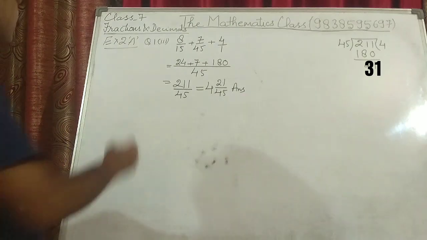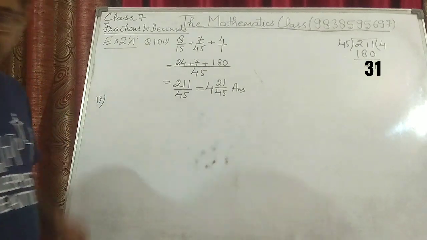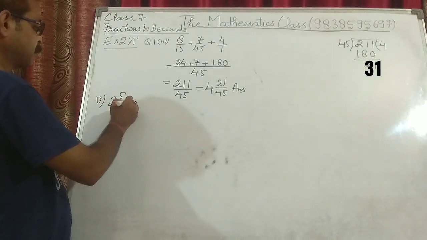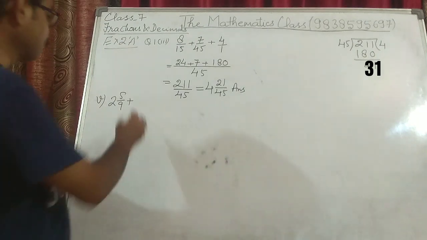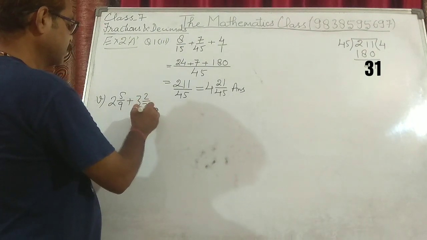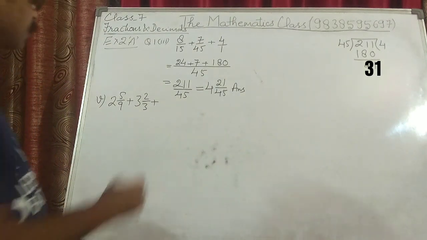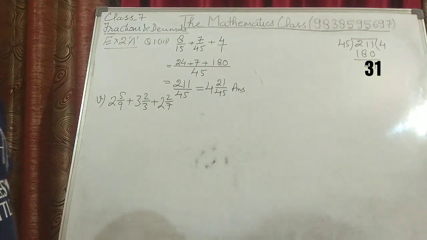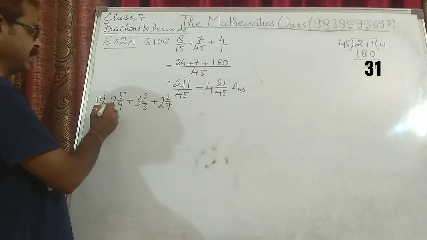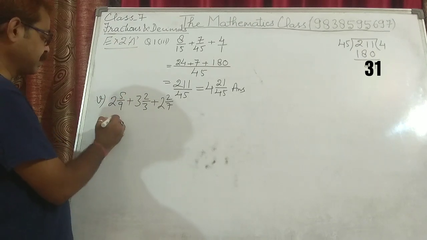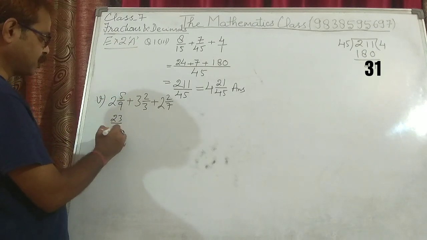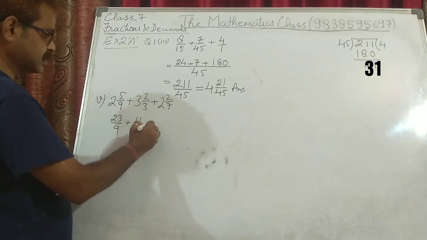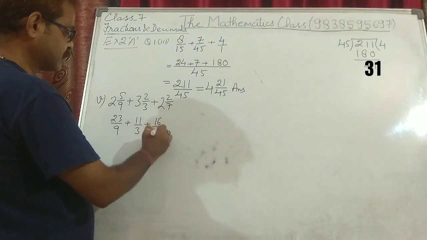Now we move on to the fifth part. Same question, it is 2 whole 5 upon 9 plus 3 whole 2 upon 3 plus 2 whole 2 upon 7. First of all, we will convert all these into improper fractions. 9 twos are 18 and 5, 23. So 23 upon 9 plus 3 threes are 9 and 2, 11 upon 3 plus 7 twos are 14 and 2, 16 upon 7.